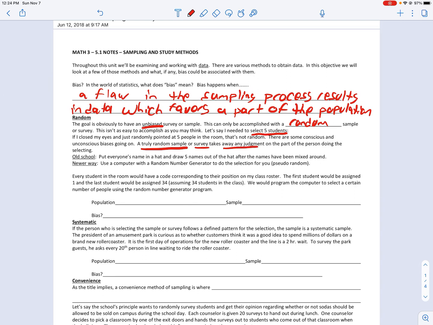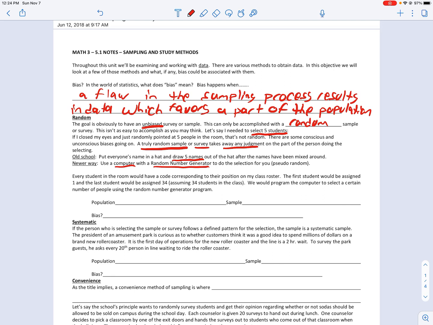The old school way is to put everyone's name in a hat and draw 5 names. Completely random. The new way is using a computer and a random number generator to select the people. Every student in the room would be given a code that corresponds to the position on the roster. The first student would be assigned 1, and the last student would be assigned 34, assuming there are 34 students. We would program the computer to select a certain number of people using a random number generator.